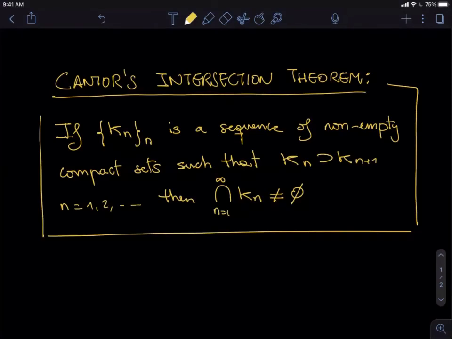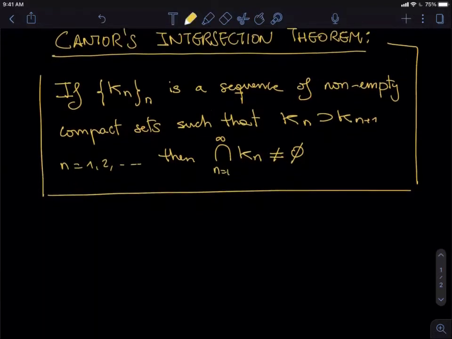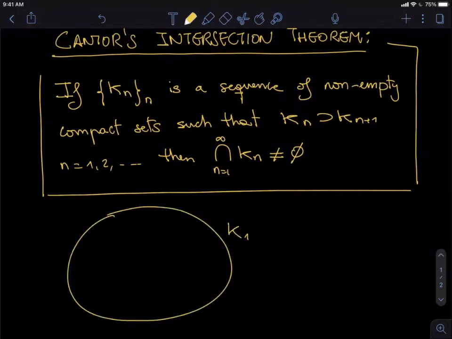Here we have Cantor's intersection theorem. What does it say? In Cantor's intersection theorem, we have a sequence K_n of non-empty compact sets that form a nested decreasing sequence. What does this mean? This means that, for example, K2 is going to be contained in K1, K3 in K2, and so on.